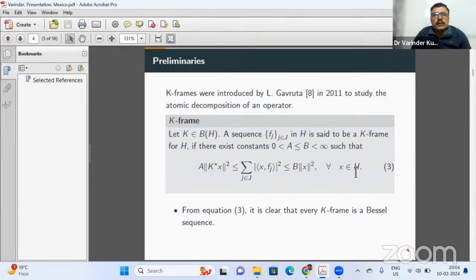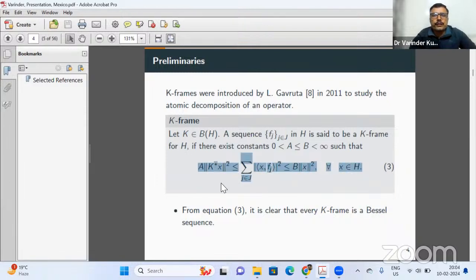Then Gavruta et al. defined K frames, and they used a bounded operator K on the Hilbert space H to study the atomic decomposition of an operator. If K is a bounded operator on H, a sequence Fj is said to be a K frame for H if we are able to find two positive finite constants satisfying this inequality.